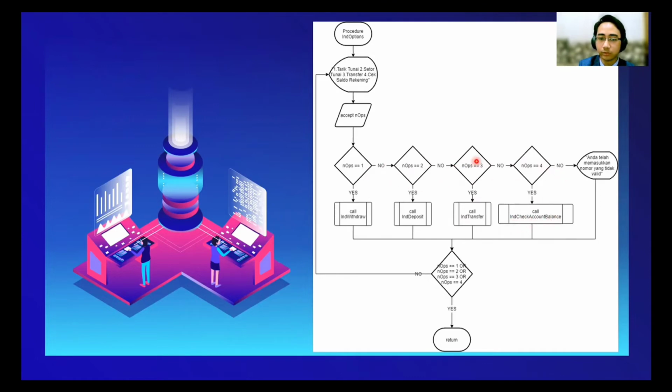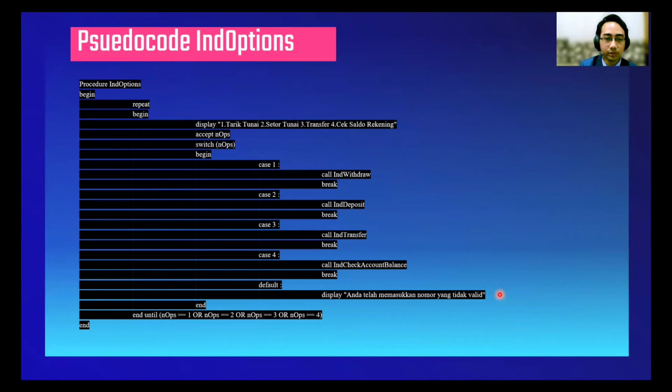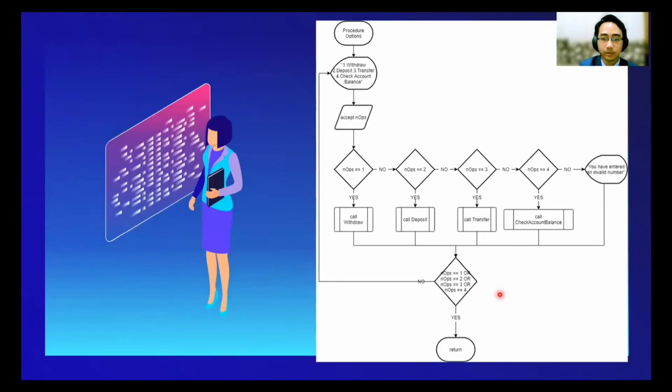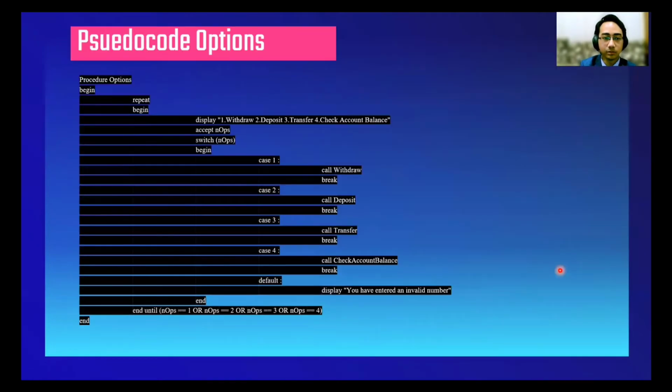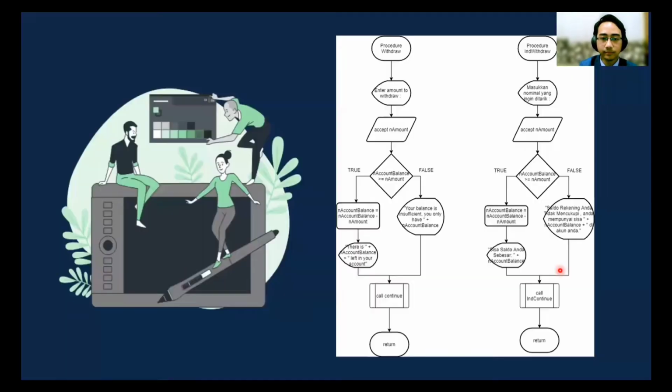If it's other than 1, 2, 3, or 4, it will display Anda telah memasukkan nomor yang tidak valid. And then it will check again if NOPS is equal to 1, 2, 3, or 4. If it's false, it will display this again. If it's true, it will return to the one that called the procedure. Here is the pseudocode for END options. And here's the procedure for options. It's basically the same thing, but with the call being different. Here's also the pseudocode for options.